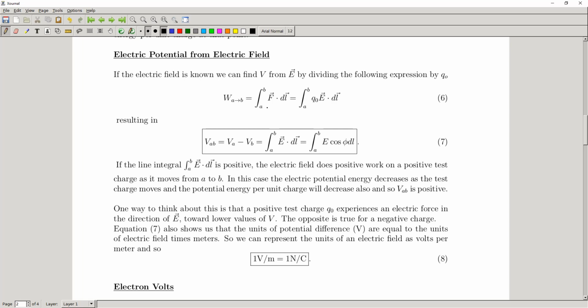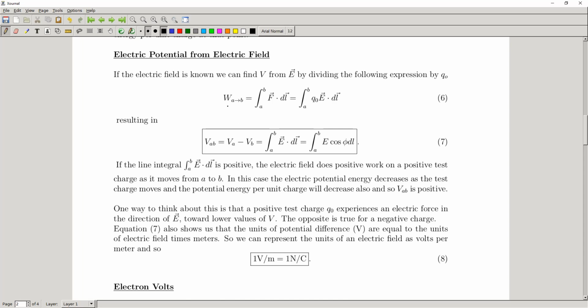This is our expression for work in terms of an integral F dot dl. So we're dotting our force into the tiny chunks of displacement, right? And we can rewrite the force, because we're dealing with an electric force, as our test charge times the electric field, right? And so if we do that, and then we divide through by Q naught, our test charge, what are we going to find?